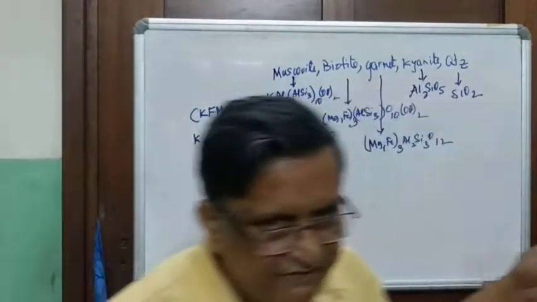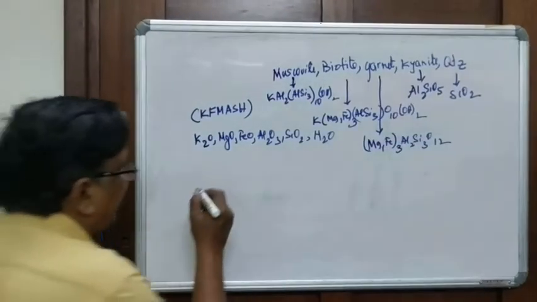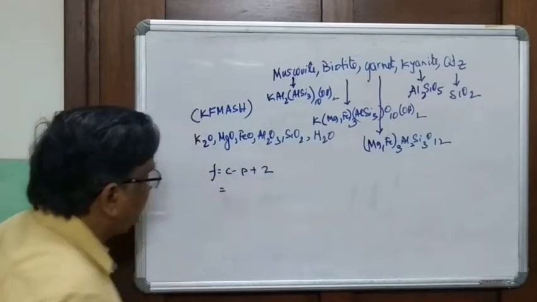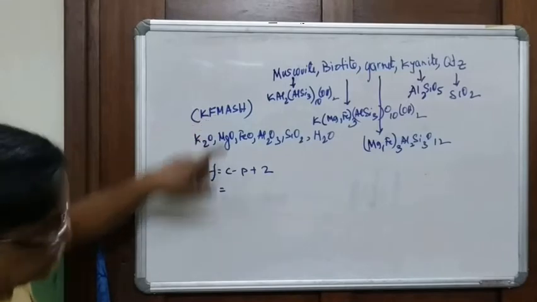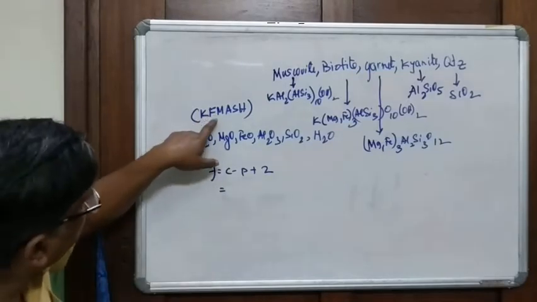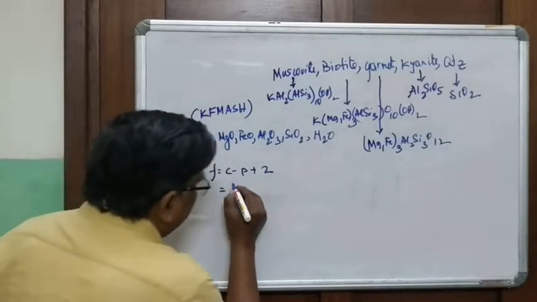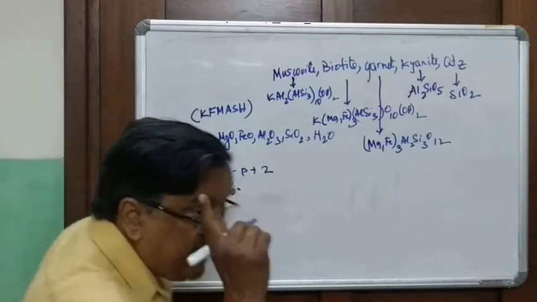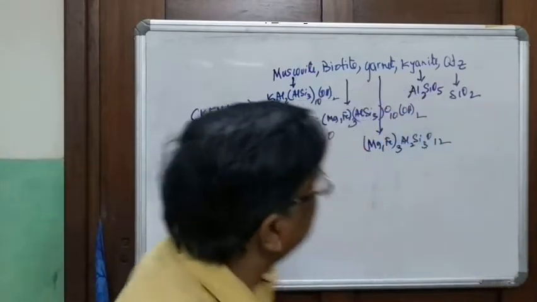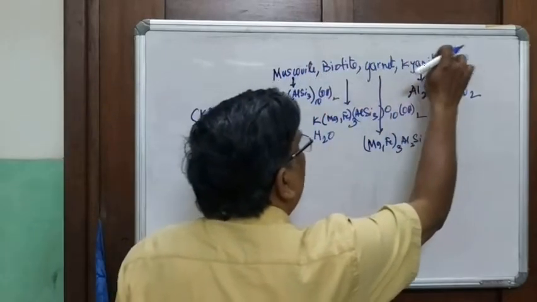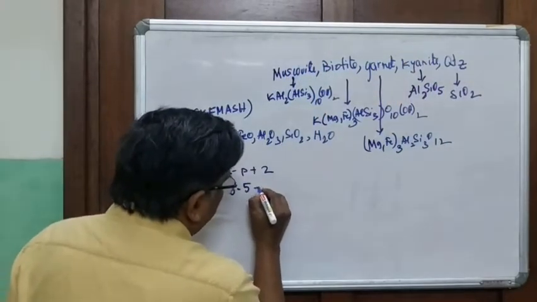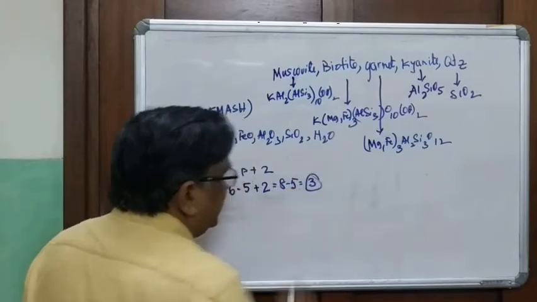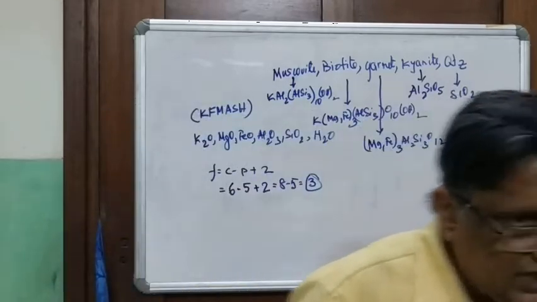So let's see what the Gibbs phase rule says. Gibbs phase rule: F equals C minus P plus 2. Components are system components, 1, 2, 3, 4, 5, 6. P is the number of phases, not phase components: 1, 2, 3, 4, 5. Plus 2. 8 minus 5 equal to 3. It's a trivariant system.